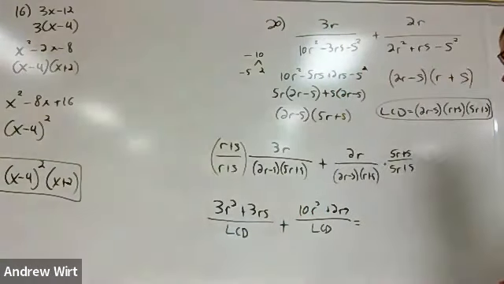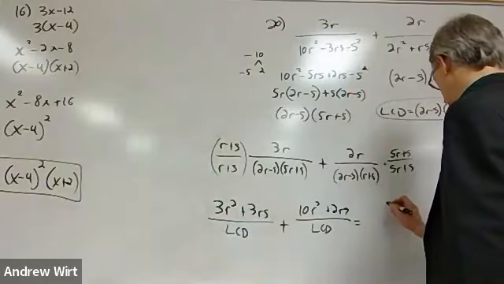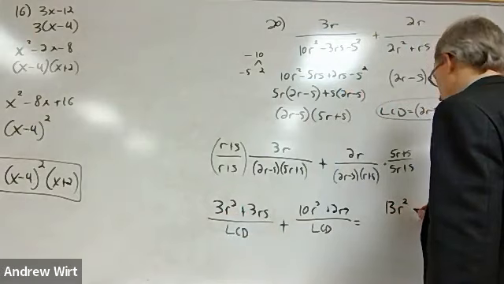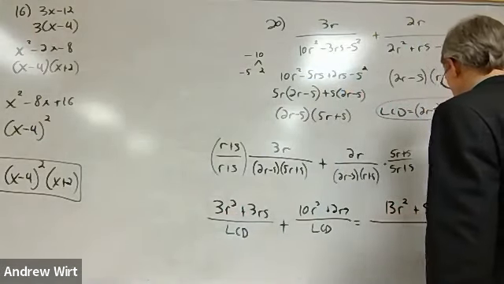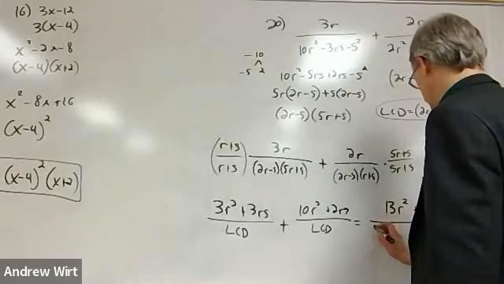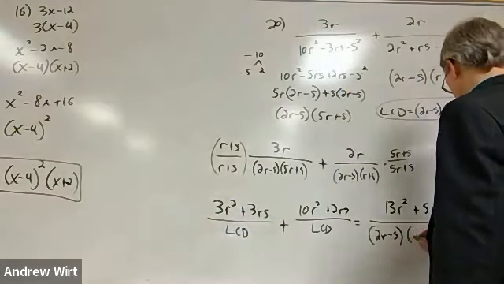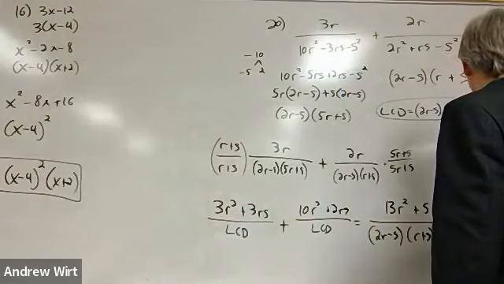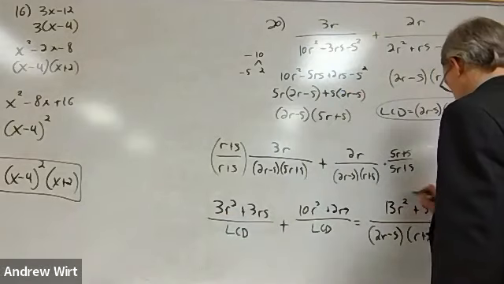And then finally we can combine them together. Combine like terms up top. That's 13r squared plus 5rs over our LCD of 2r minus s, r plus s, 5r plus s.